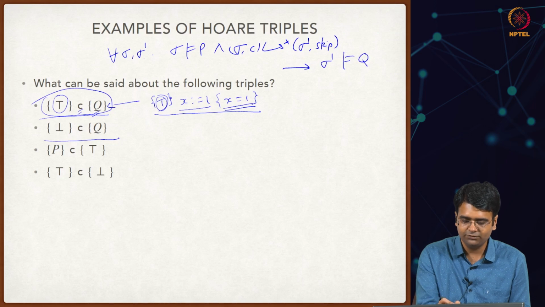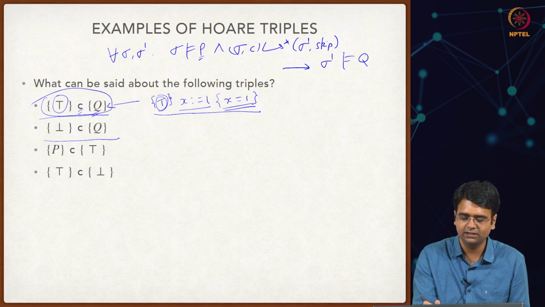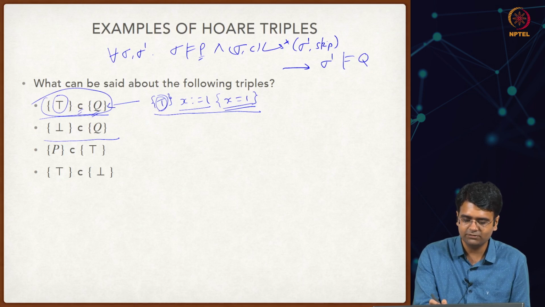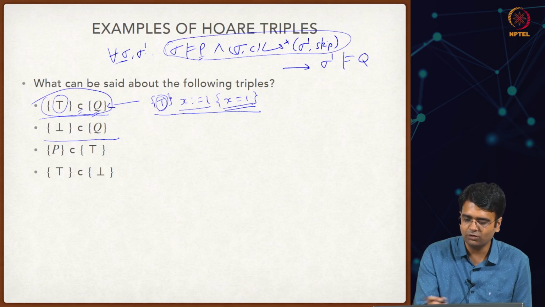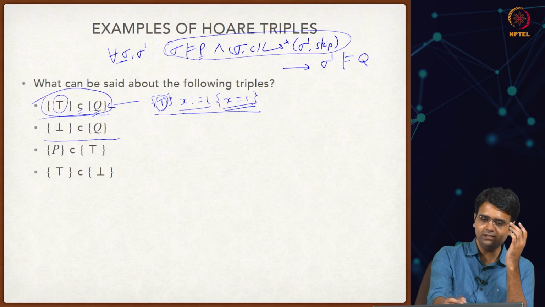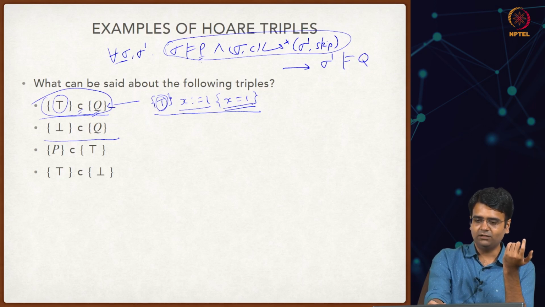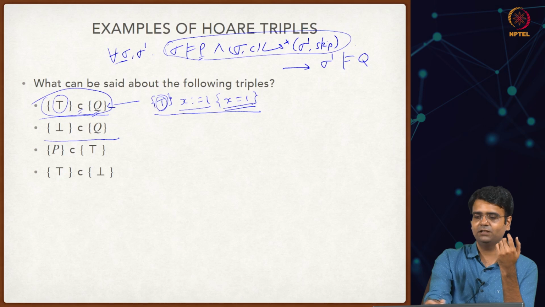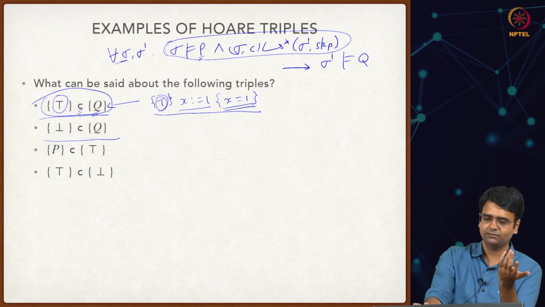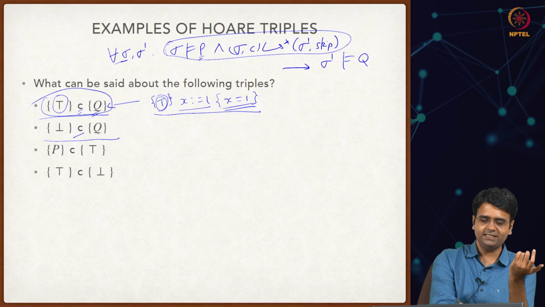then sigma prime is a model of Q. So if my precondition is false, that means that there is no sigma which will satisfy the precondition. Since this is over all sigma, and every sigma will not satisfy the precondition, which means it will not satisfy the antecedent, this formula will actually be true, because sigma is not a model of P. Therefore, for any C and any Q, this Hoare triple is always valid.